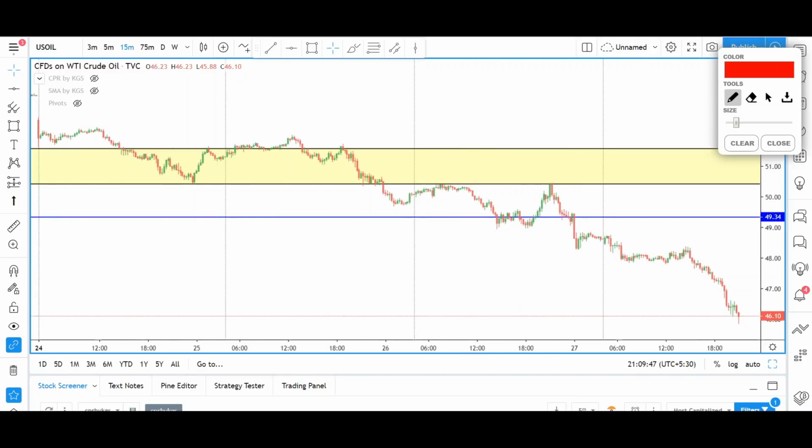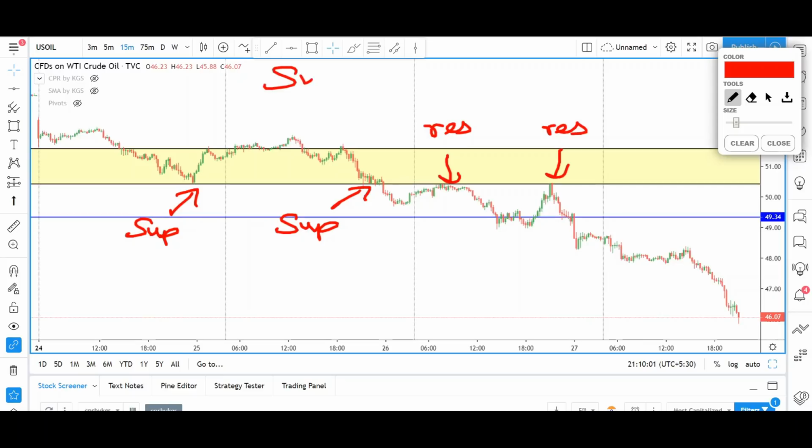This is the 15 minutes time frame of crude oil, US oil. See, this is a support, and this is a support. Now the support is turning into a resistance. What does it mean? Support turning into resistance means bearish market.